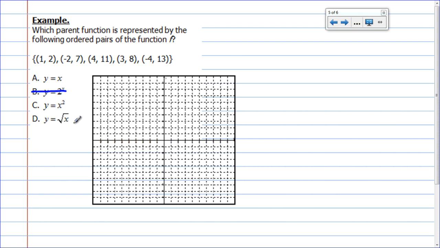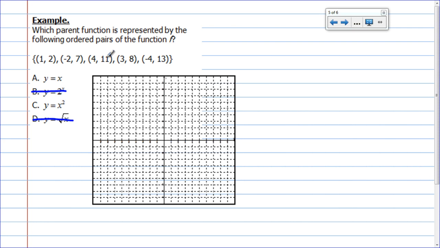But this one down here, D, y equals the square root of x. Now, while I know you've seen the square root before of something, we haven't talked about it in class as far as parent functions go, so cross it off too. So I've narrowed it down to either y equals x or y equals x squared. So I'm going to plot these points so I can determine the shape of the graph. Because if I can find the shape of the graph, I can decide if it's a straight line or a curve, and then I'll know which parent function to choose.